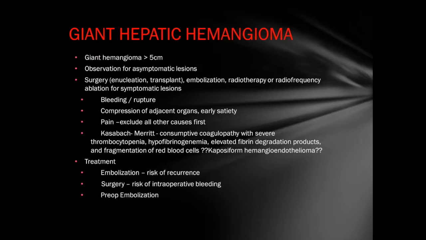Hemangiomas can also present with Kasabach-Merritt syndrome, which is a consumptive coagulopathy characterized by severe thrombocytopenia, hypofibrinogenemia, and elevated fibrin degradation products and fragmentation of the red blood cells. It has been more recently debated whether these are truly hemangiomas when they present like this, or a number of these have since been reclassified as Kaposiform hemangioendotheliomas, which is a variant. So in fact, the association of Kasabach-Merritt syndrome with giant hemangiomas is to some extent debated.